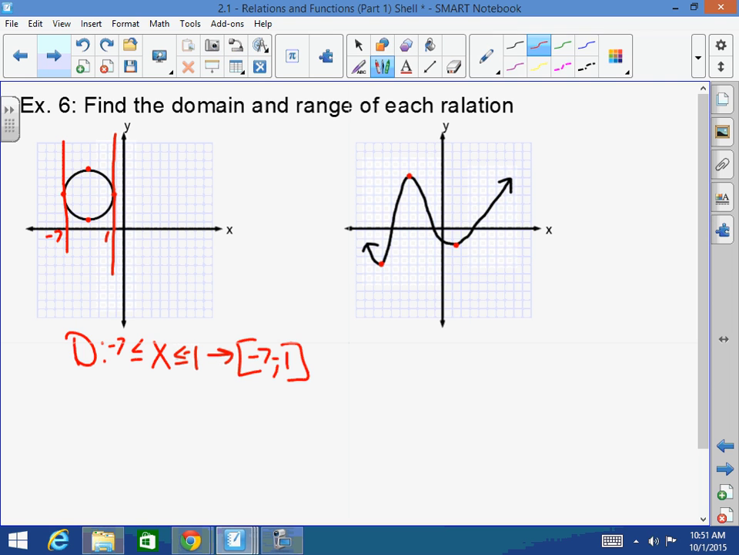Thank you, gentlemen. Excellent. What is the range here, guys? Remember, the range goes from bottom to top. This point here is 1. This is 1, 2, 3, 4, 5, 6, 7. What's the range? It's greater than or equal to 1 and less than or equal to 7, my brothers. Which in interval notation is between 1 and 7.